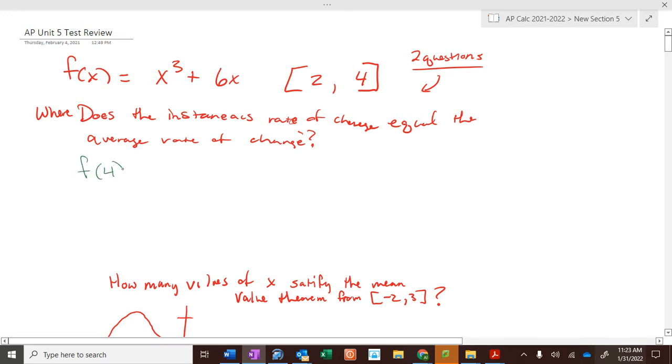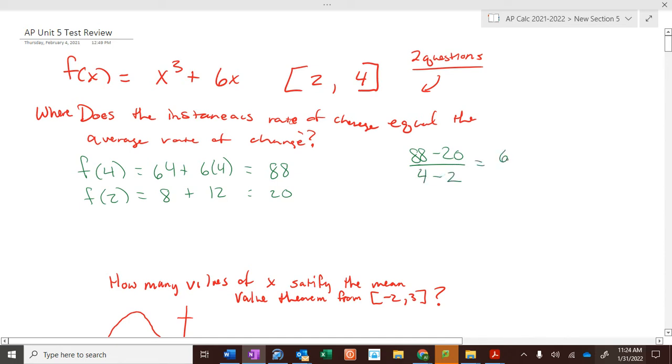Find f of 4. So 4 cubed is 64 plus 6 times 4 is 24. 64 and 24 make 88, correct? F of 2 is 8 plus 6 times 2 is 12, which makes 20. So then you go 88 minus 20 over 4 minus 2 equals 68 over 2, which equals 34. So the average rate of change is 34.